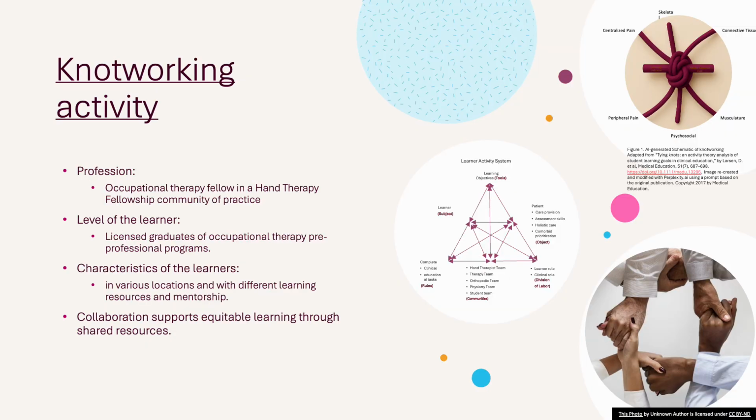And here we see the characteristics of the target audience of learners. The profession is an occupational therapy fellow in a hand therapy fellowship community of practice. The level of learner is a licensed graduate of an occupational therapy professional program. They are in various locations with different learning resources and mentorship sources. And this activity aims to provide collaboration supports for equitable learning through shared resources across the group.